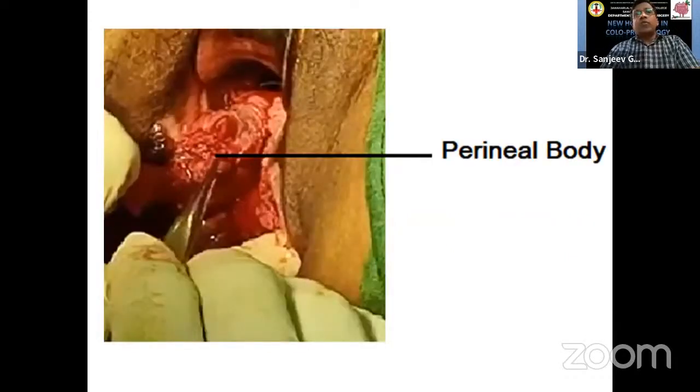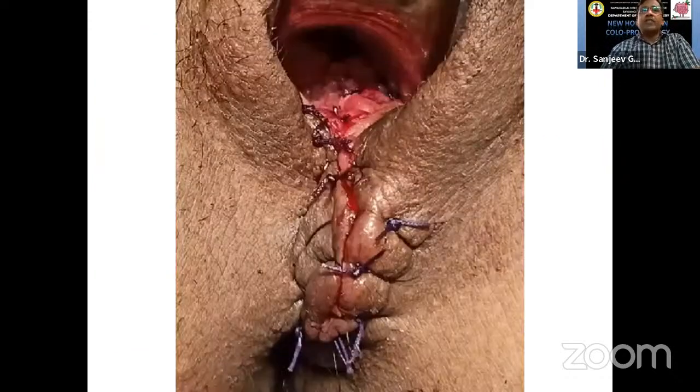Furthermore, that's the perineal body in which you have to approximate the external sphincter, the transverse perineal muscle, and the perineal body all together. And then it will have a good perineal repair to avoid further complications of pelvic floor. This is the closure of the patient we have done.